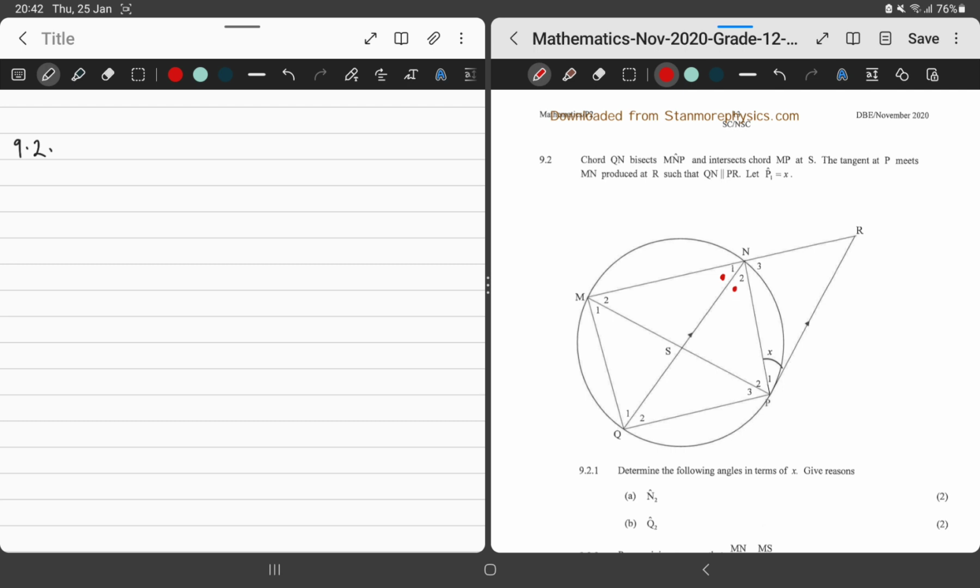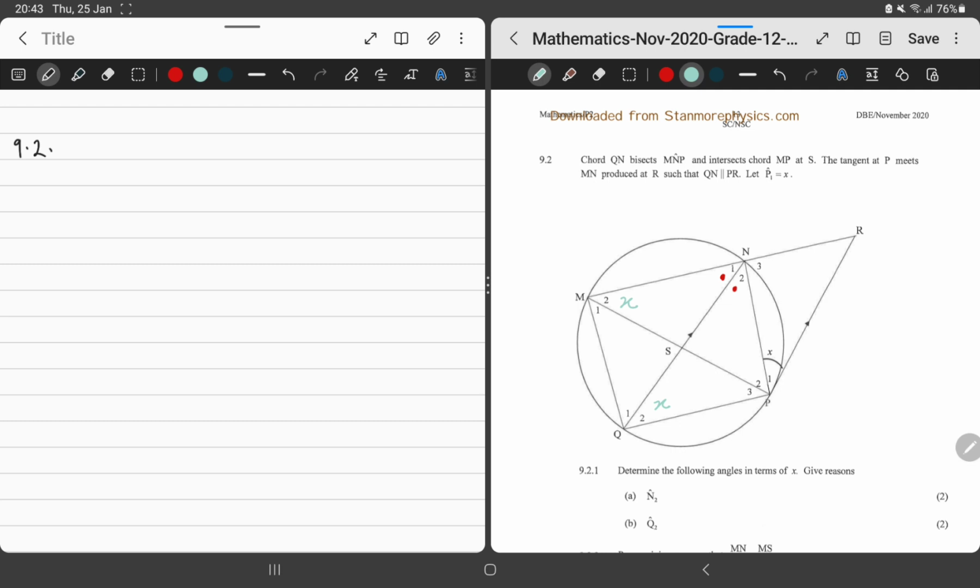The tangent at P meets MN produced at R such that QN is parallel to PR. Let P1 equal X. So P1 is equal to X. This means that Q2 should be equal to X because of the tan chord theorem. And then M, P, Q, N is a cyclic quadrilateral, so this means that M2 is equal to X as well.